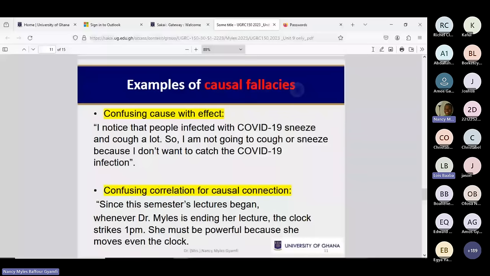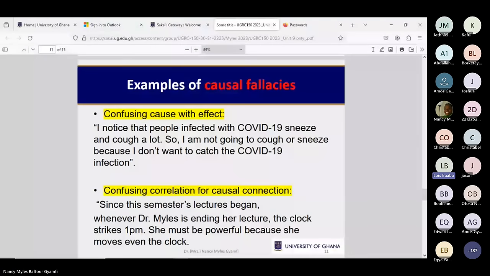Confusing cause with effect. I noticed that people infected with COVID-19 sneeze and cough a lot. So I'm not going to cough or sneeze because I don't want to catch the COVID-19 infection.